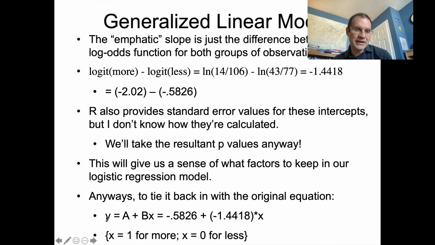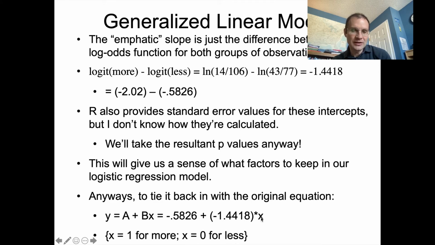But to tie it back in with our original equation, y, which is basically the odds, or the log odds of getting a STRA response, is equal to a plus bx, where you get a as negative 0.5826 plus b, which is negative 1.4418 times x. And remember, just because of the way R sets up the model, x equals 1 is the more option, and x equals 0 is the less option.